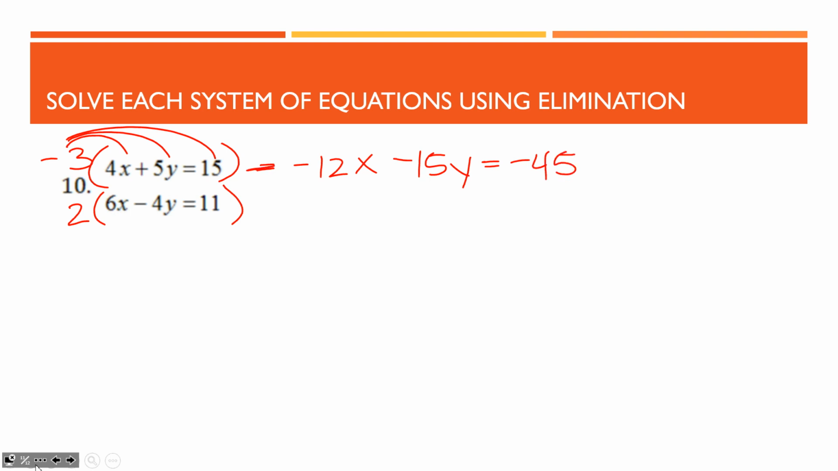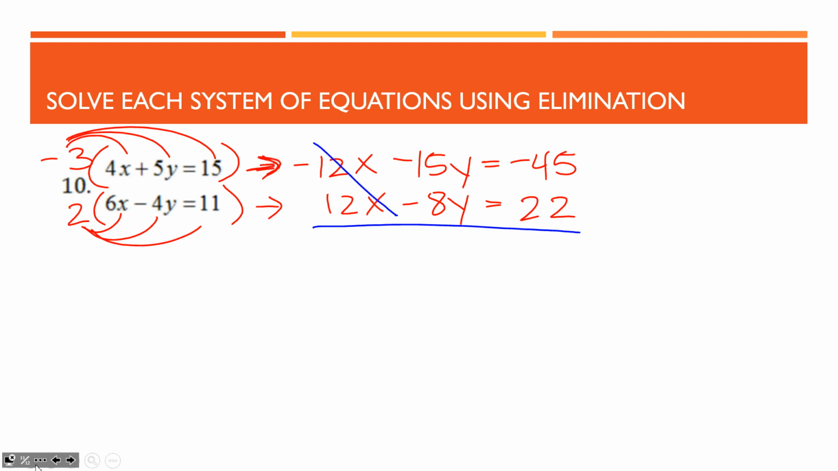So that's that top equation. Now I'm going to work on the second equation. I'm going to multiply everything by 2. 2 times 6x is 12x. 2 times negative 4y is negative 8y. And 2 times 11 is positive 22. From here, the rest should be easy. We've done this a bunch. These cancel. And then negative 15 minus 8 is going to give me negative 23y. And then negative 45 plus 22 is negative 23.